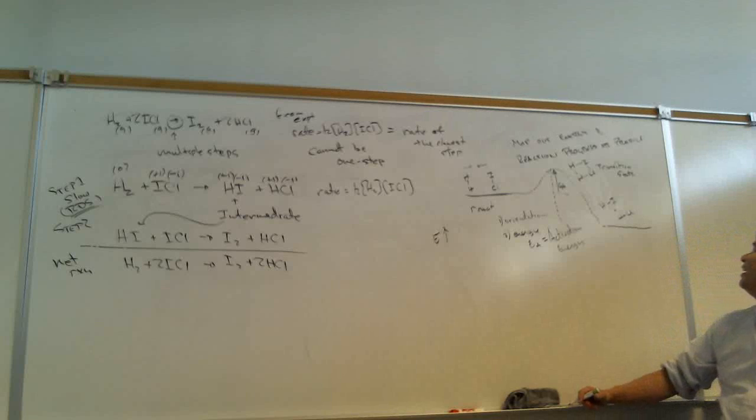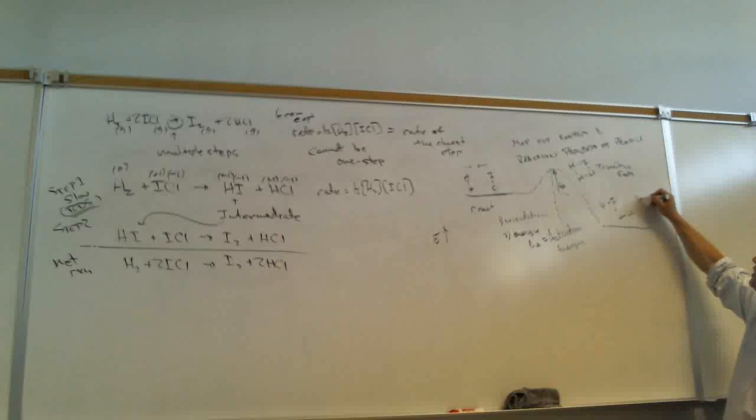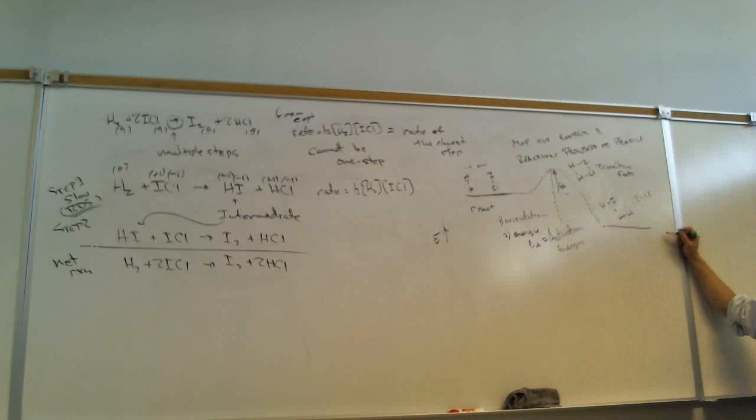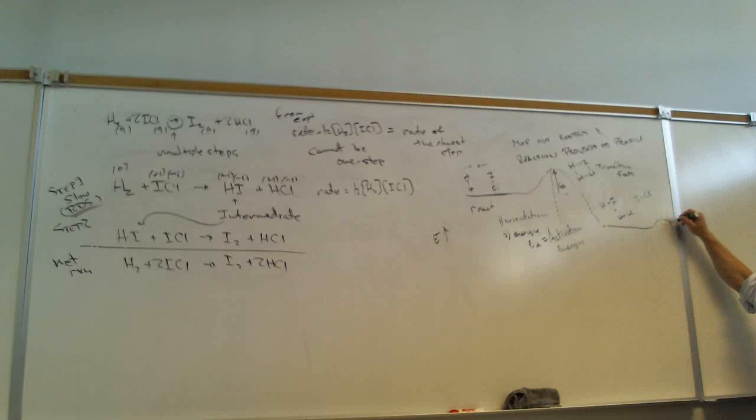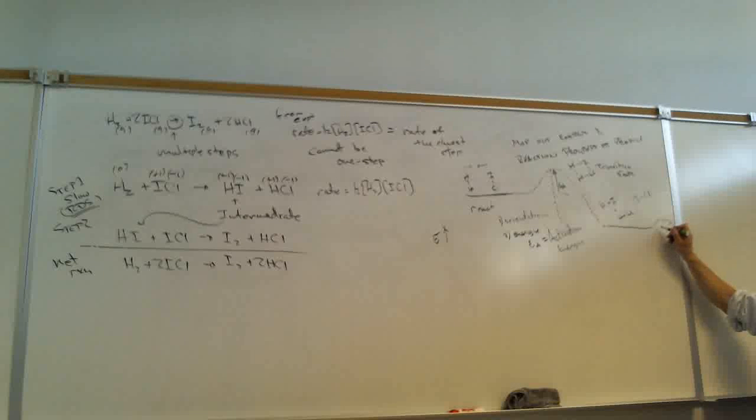All right, then we have to add in our other ICl here and have another collision. We're going to have the ICl collision with the HI. And so it doesn't matter how fast. The ICl and the HI, we're going to say this is a faster reaction. It's a faster reaction because maybe it doesn't require as much energy to break the bonds. It has a much smaller activation energy.